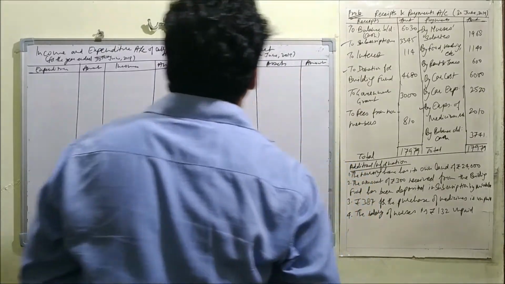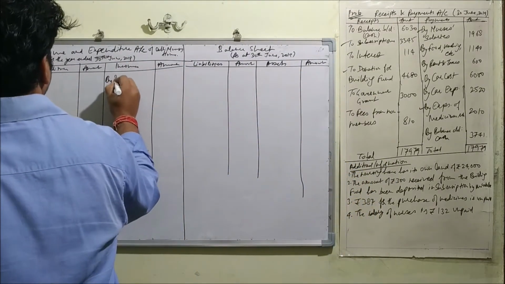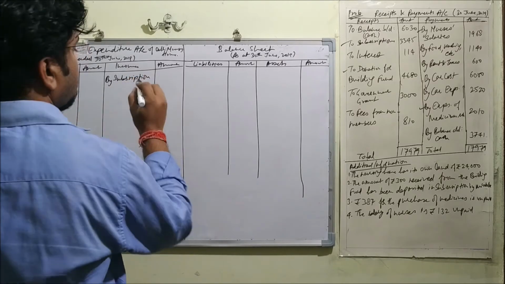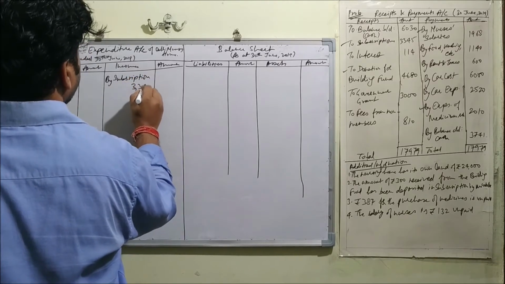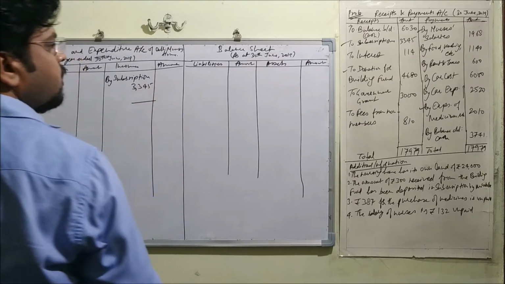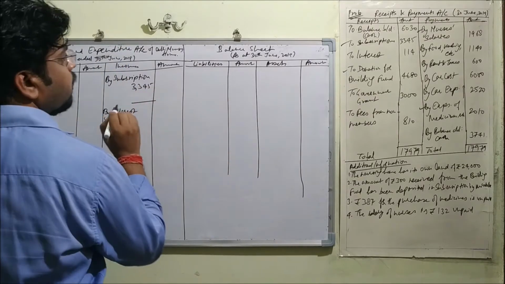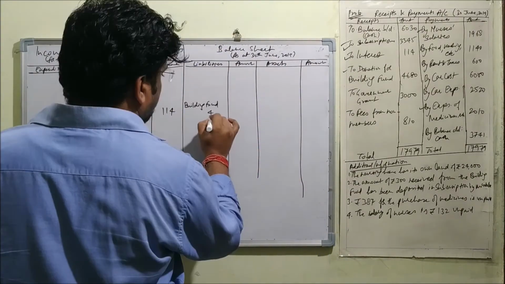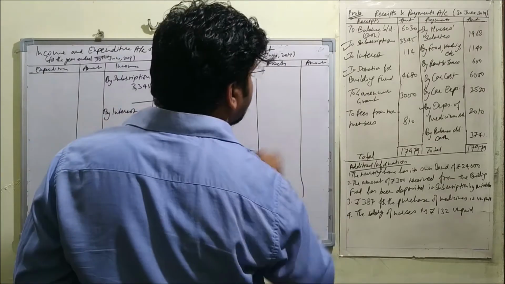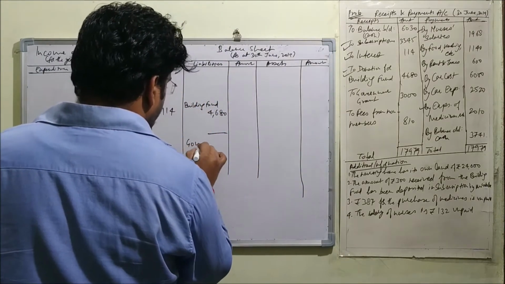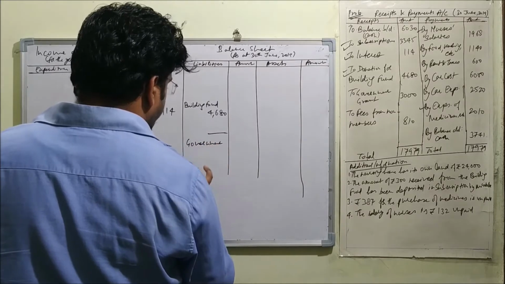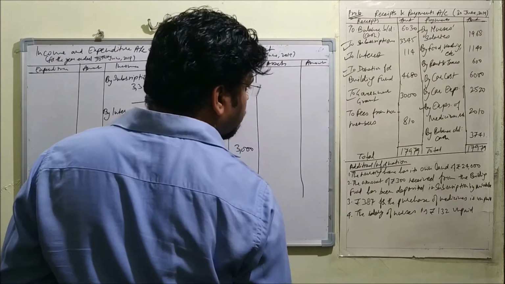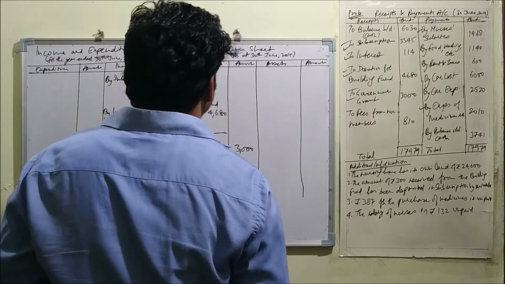Subscription. Where does subscription come? Subscription comes here as an income. By subscription, how much amount is there? 3,345, and there is one adjustment. Interest, 114. Donation for building fund will come here. Building fund, 4680. Government grant, I told you this is again a capital receipt or restricted fund. Fees from non-members. This is a revenue receipt.